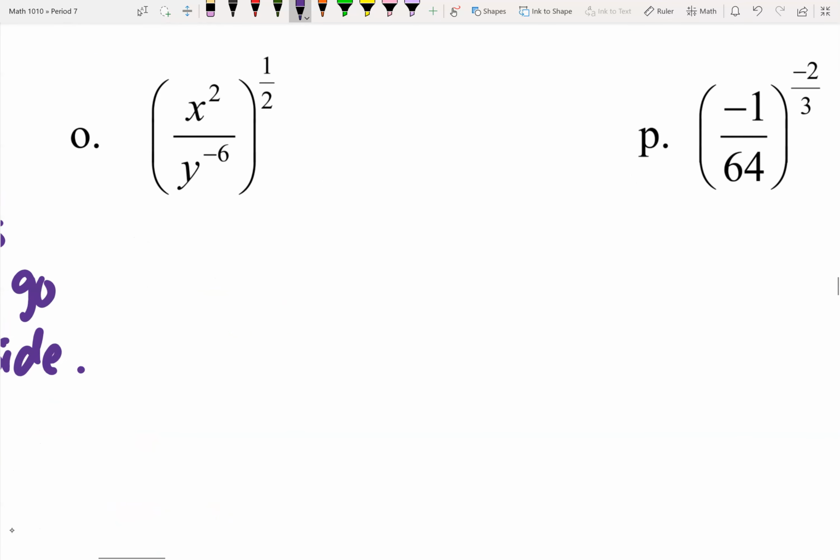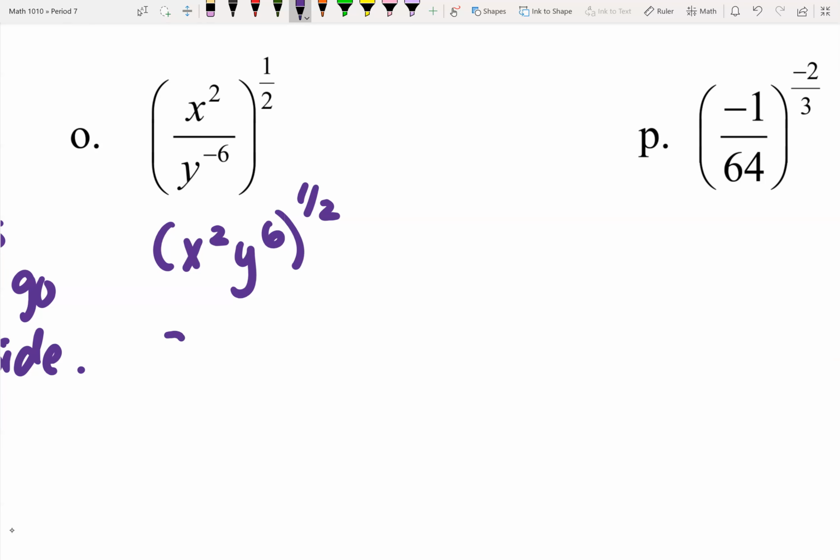Let's do it again. Let me know when I get to when this is highlighted, okay? Okay, lots of different things I can do. I'm going to deal with the negative exponent first, I think. Now, answer this question. Is that negative exponent on the top or the bottom? It's on the bottom. So let's pull it up, and it's going to be x to the second, y to the sixth, raised to the 1/2.